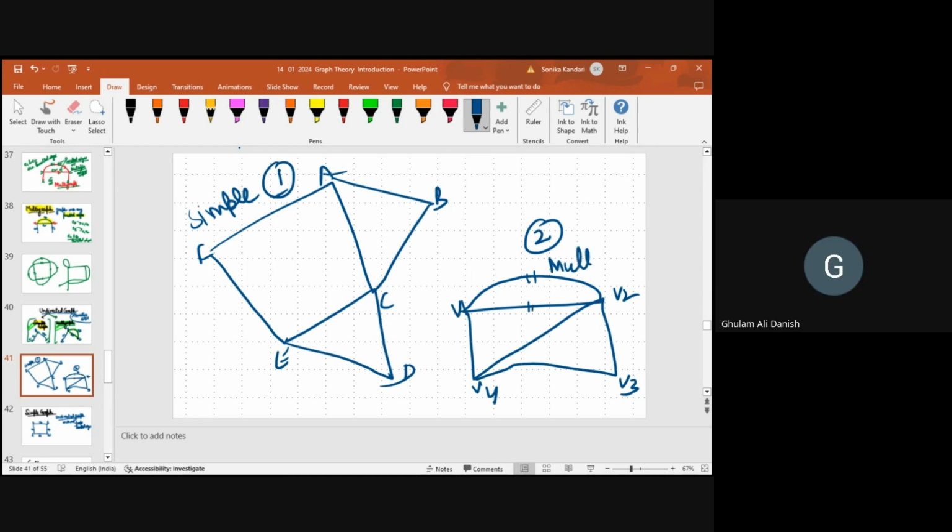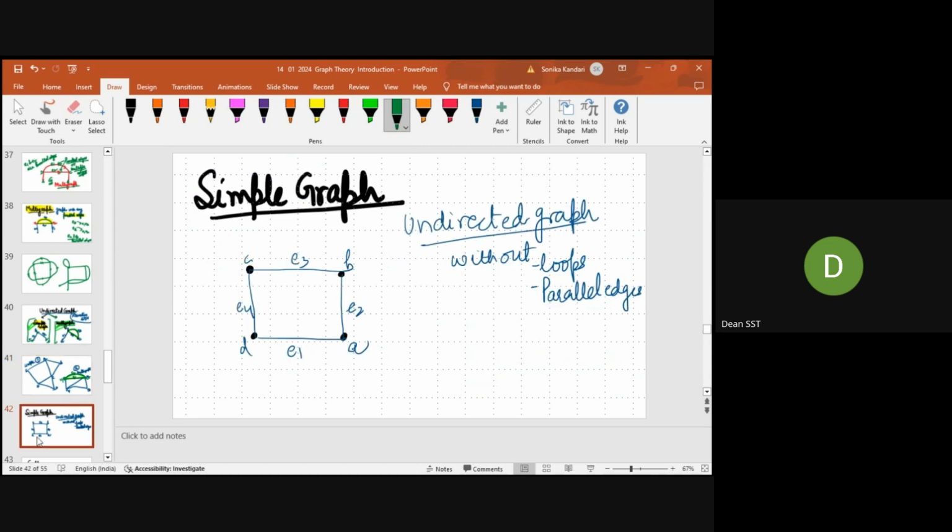It is a multi-graph because it is having parallel edges. Parallel edges means those edges which start and end at the same points. Suppose you were having E1, E2, both start at V1 and both end at V2. Is it clear? Yes, ma'am. So, how can we define a simple graph?